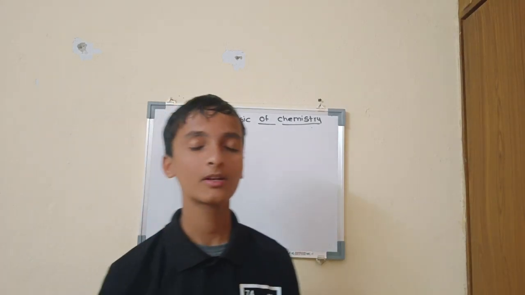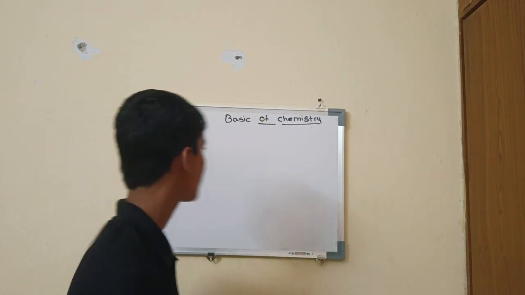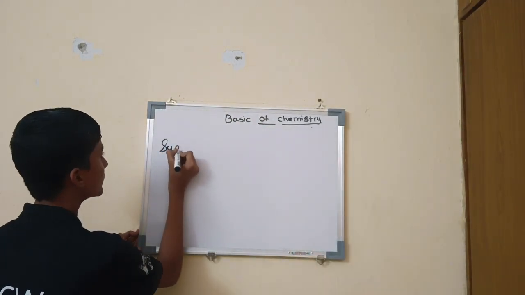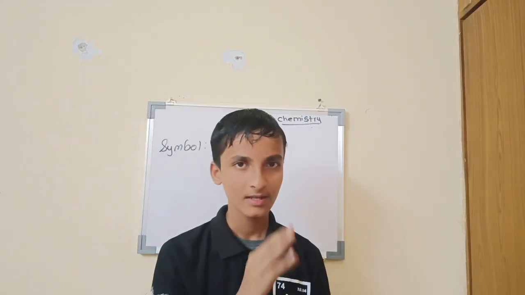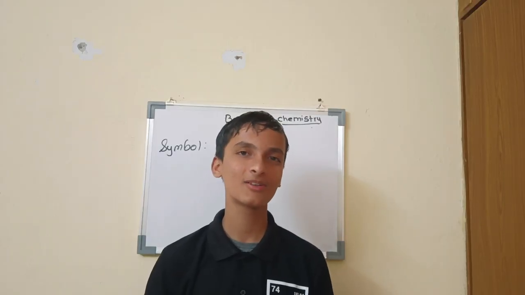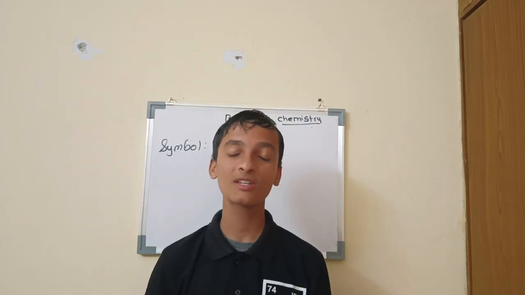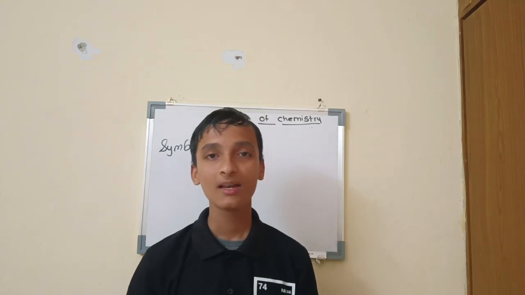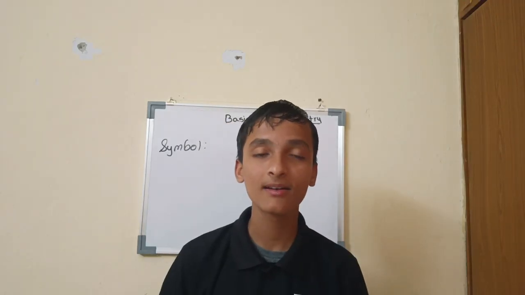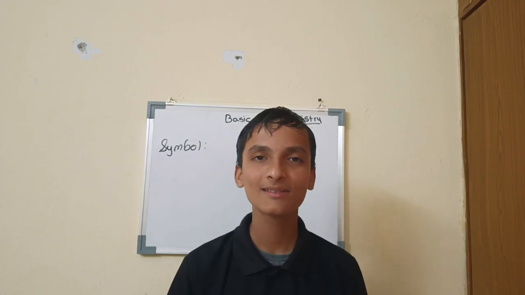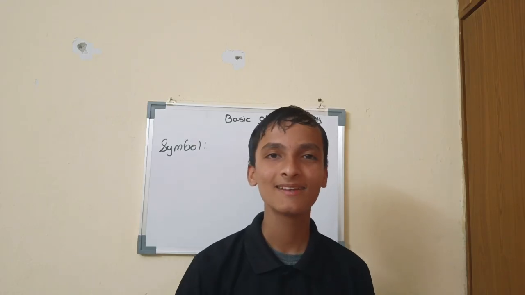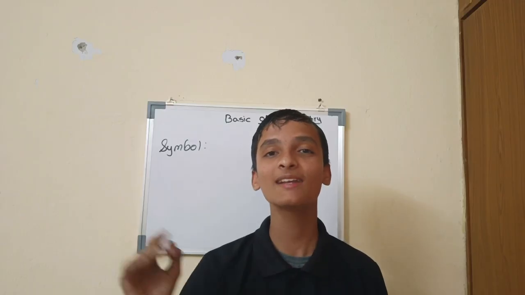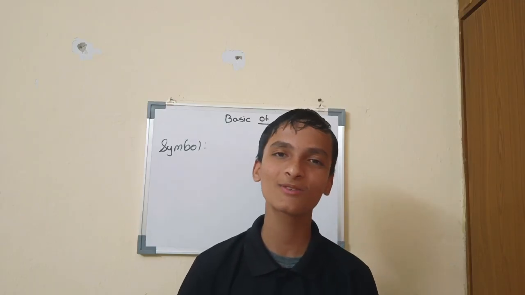After atomicity, we are going to discuss symbol. Symbol means the shorthand notation of an element is called symbol. Actually, many people write the full name, but we can write in short notation. That is called symbol.